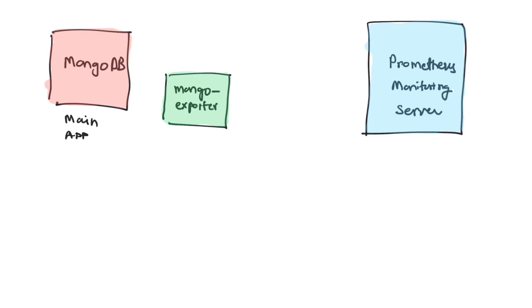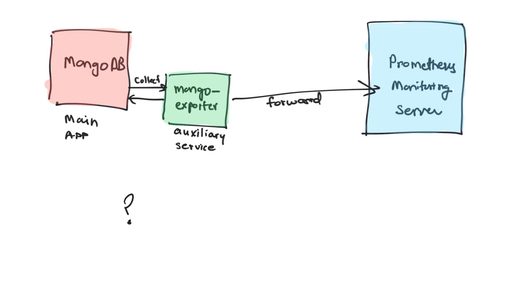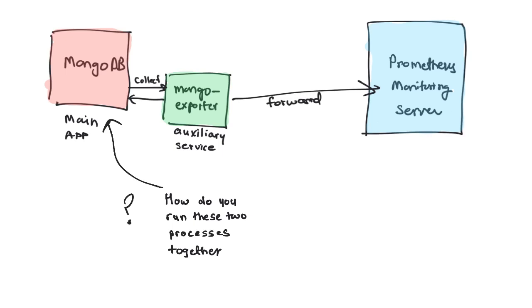For that, there is a service that I have to run called Mongo Exporter. My main application is MongoDB. My auxiliary service is this Mongo Exporter. It is going to collect the metrics from Mongo. It knows which performance data to collect, and then it forwards it to the Prometheus server. So it has a very simple job: collect the metrics, send them to Prometheus. That's it. Whenever and wherever I run Mongo, I need to run this Mongo Exporter. How do you run these two containers, two processes together, is what we are going to look at, and I'm going to explain two different approaches to it.